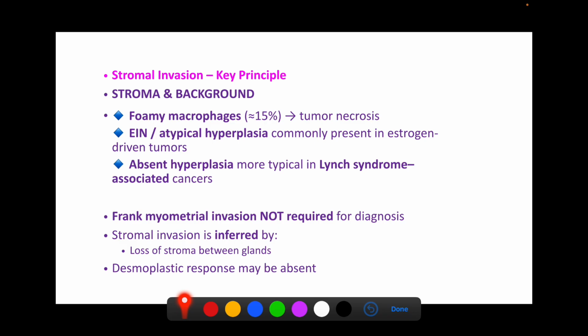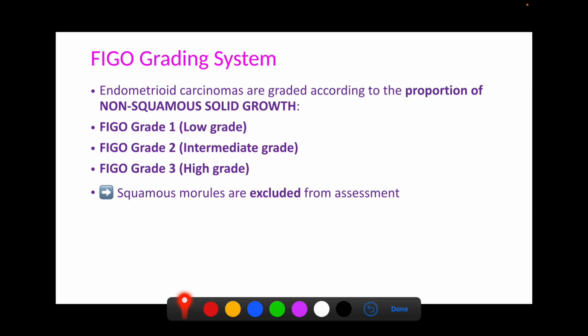Now, frank myometrial invasion is not required for diagnosis, but stromal invasion is required, which is suggested by loss of stroma between glands. A desmoplastic response may be absent, so we have to carefully look for stromal invasion to diagnose endometrioid carcinoma. FIGO grading is low grade, intermediate grade, and high grade.